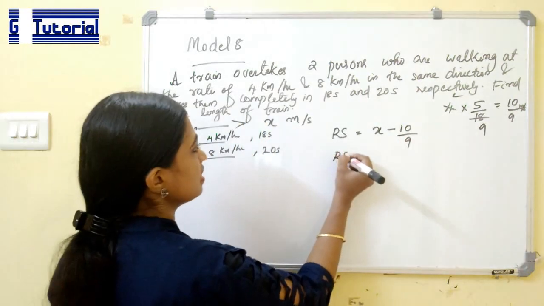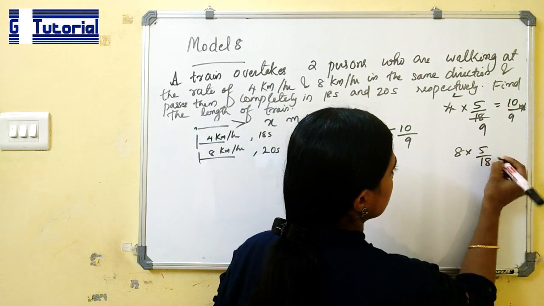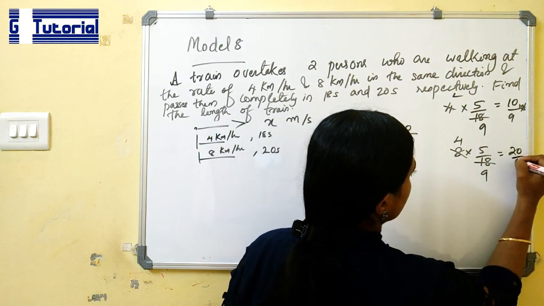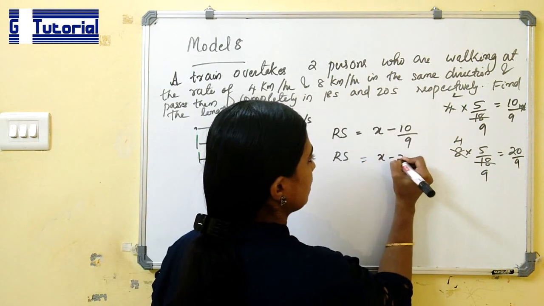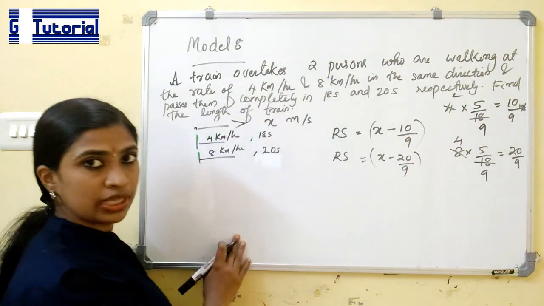In the second case, 8 km per hour: 8 into 5 by 18. 2 4s are 8, 2 9s are 18, 4 5s are 20 by 9. So x minus 20 by 9 meter per second. These are the relative speeds in both cases.